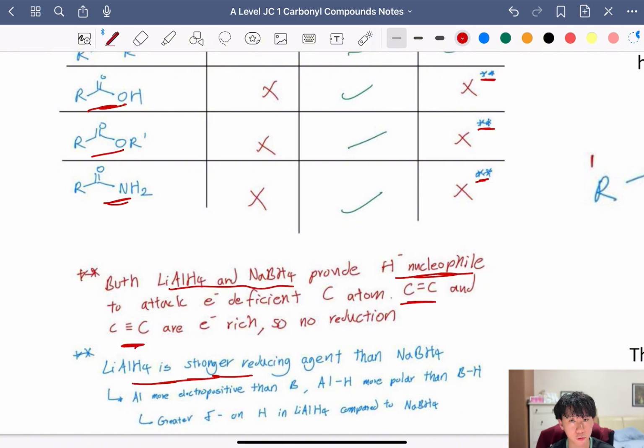And the explanation for this is that aluminium is more electropositive than your boron. Therefore, you have a greater delta minus on the H for aluminium hydride compared to borohydride. Therefore, it is just a stronger reducing agent when you have a H that has a stronger delta minus.